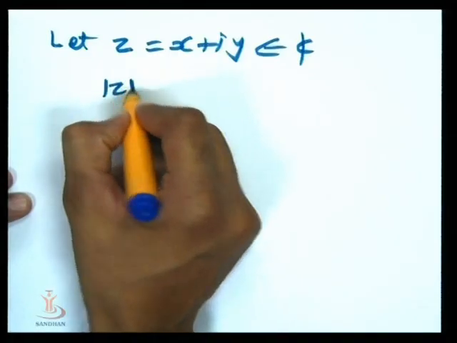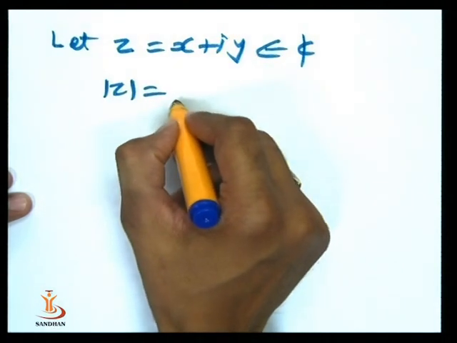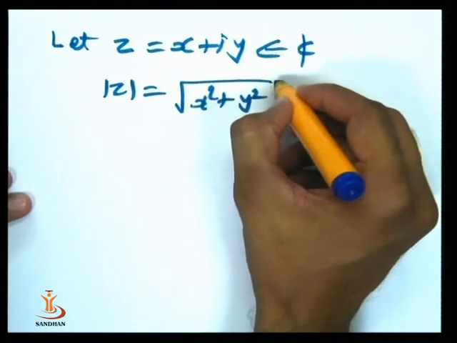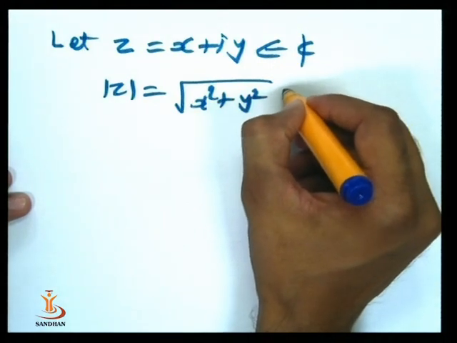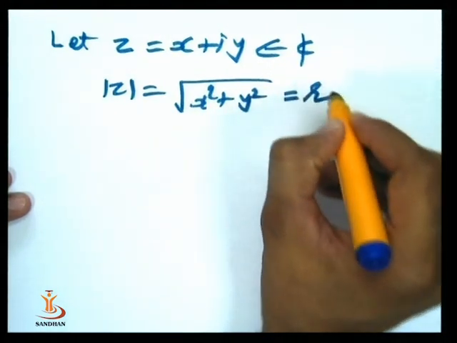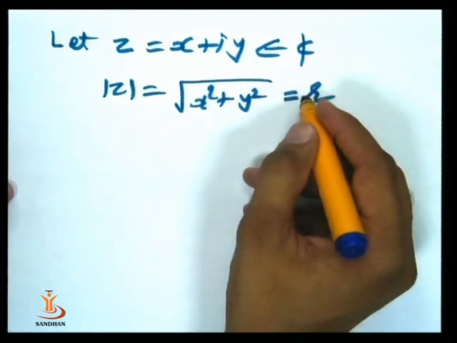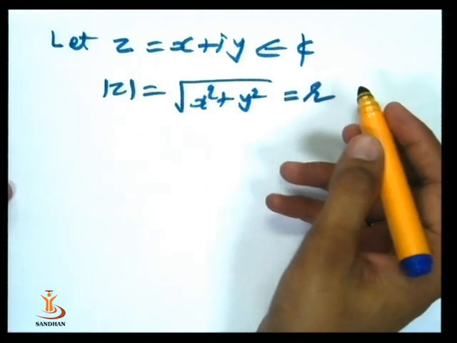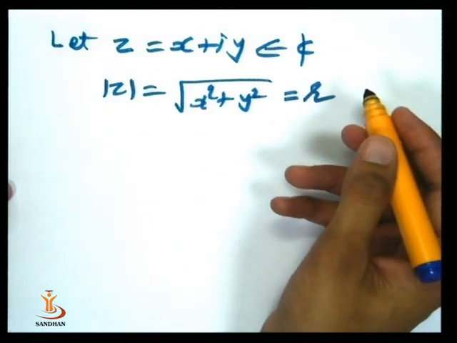So for a complex number z, mod z is defined like this: under root of x square plus y square, and this is denoted by the symbol r. This will represent the distance from the origin to the point (x, y) in the xy plane.